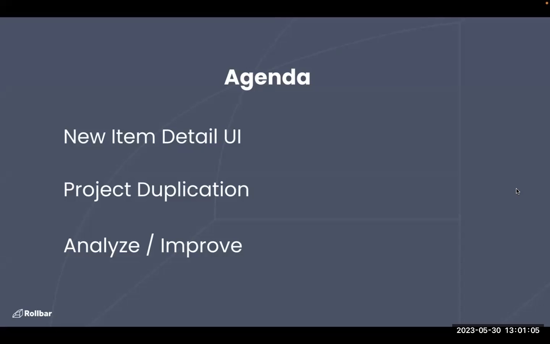So here's what we'll be covering today. First, we'll be covering the new item detail UI. How do you navigate it? How do you use it? And how can you personalize this new view of your Rollbar data?